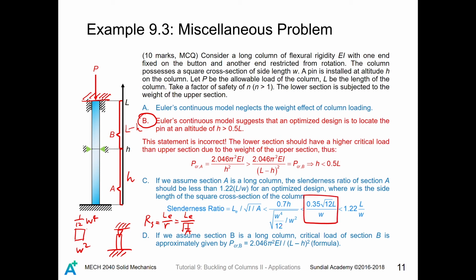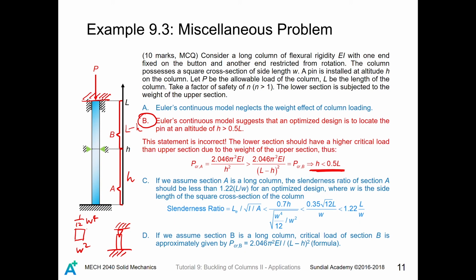That is, we put our 1/12 square root to the numerator, and we take out W squared from the square root to be W. So it is 0.35 square root 12 L divided by W, and eventually you compute 0.35 square root 12 L to get something like this. So the slenderness ratio of section A must be less than this one, so that the design in this column will be optimized. Otherwise, if the length H is too high, then the design could not be optimized.